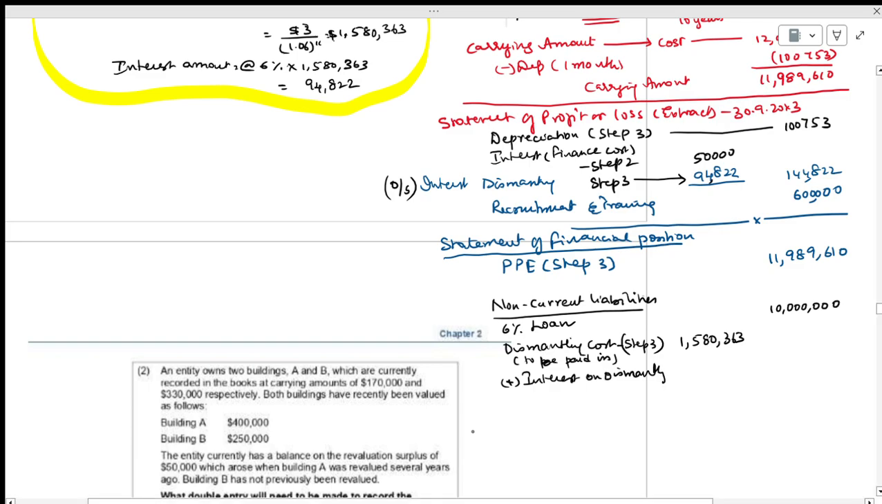Interest on dismantling cost, because this is outstanding. How much is it? It is 94,822. Add it, how much will you get? 1580363 plus 94,822. You have to be fast with the calculator, my dear. 1675185. Okay, this much you have to do.